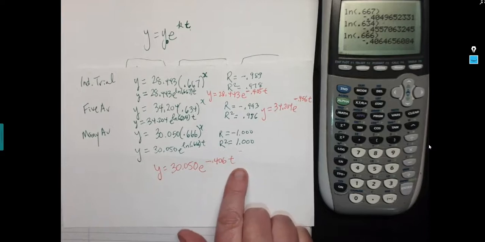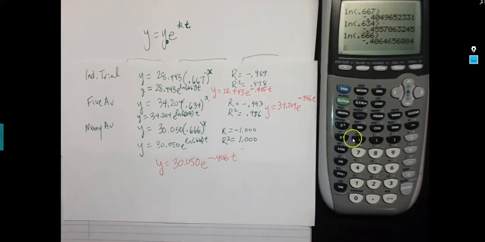Okay, and we do have a decay because our exponent here is negative, so it is a decay formula. All right, and so that ends this video.